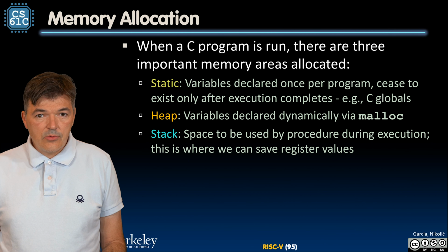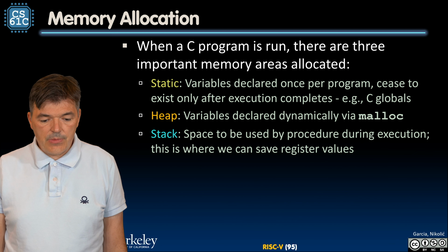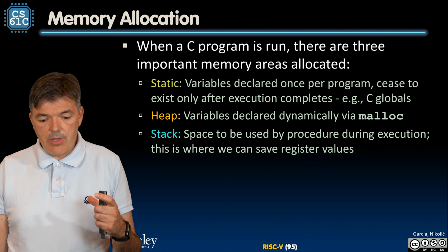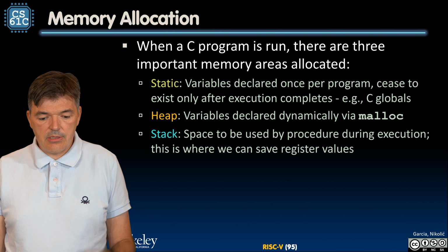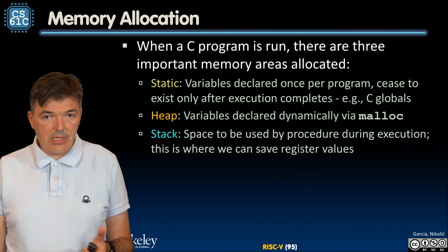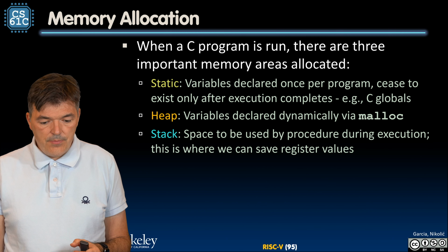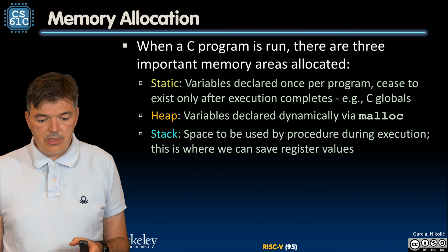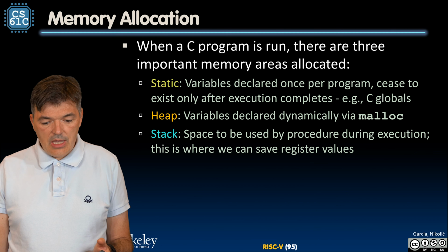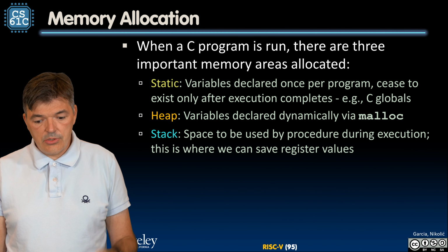A few more things to tie this together with C. When we run C, there are three basic memory regions that get allocated. We have static variables that are declared once per program. There is a heap that is dynamically allocated via malloc, and there is a stack that is used during procedure calls.